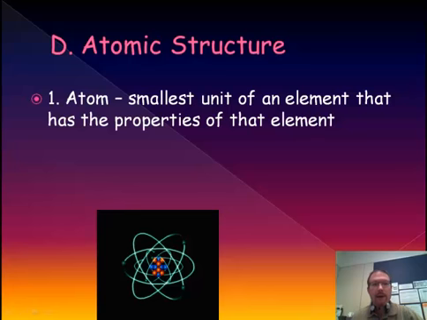We are talking about atomic structure now. First of all, the atom. We mentioned a little bit about the history behind the atom in the last video. The atom is the smallest unit of an element that has all the properties of that element. By properties, we're just talking about physical and chemical characteristics. They're all present at that atom level.